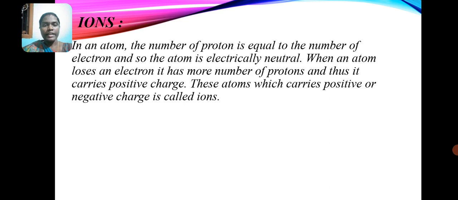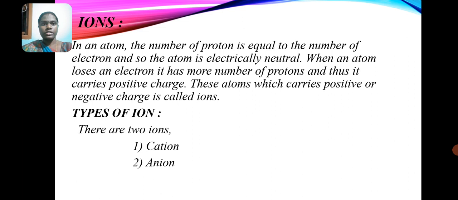Next, move to ions. In an atom, the number of protons is equal to the number of electrons, and so the atom is electrically neutral. When an atom loses an electron, it has more protons and thus carries a positive charge. An atom which carries a positive or negative charge is called an ion.